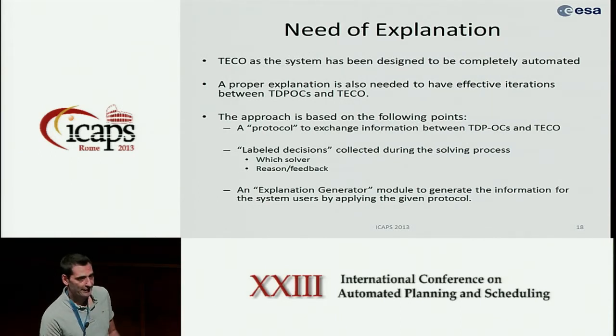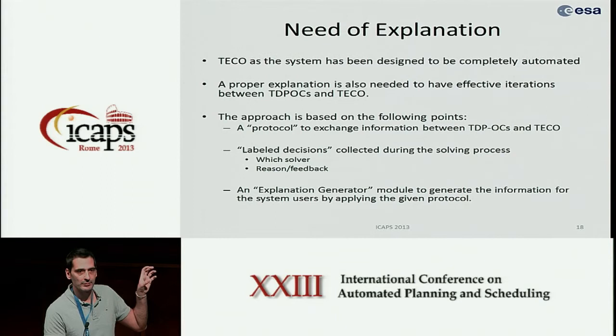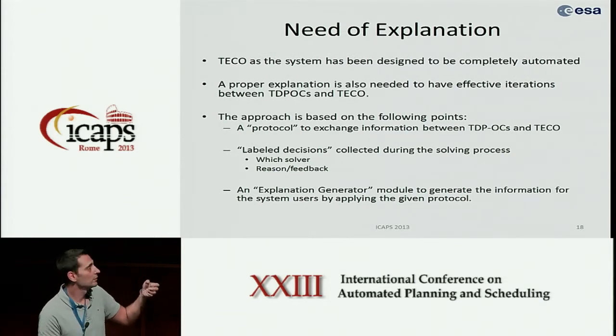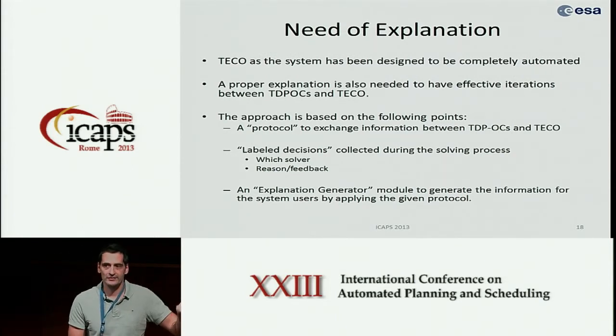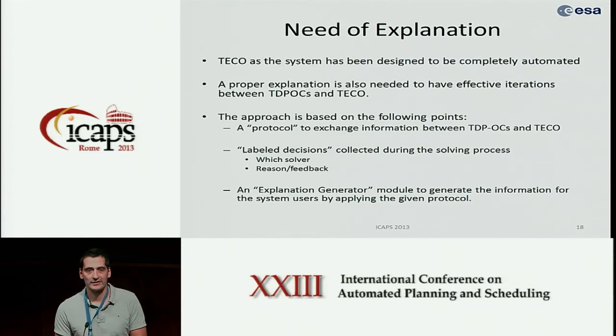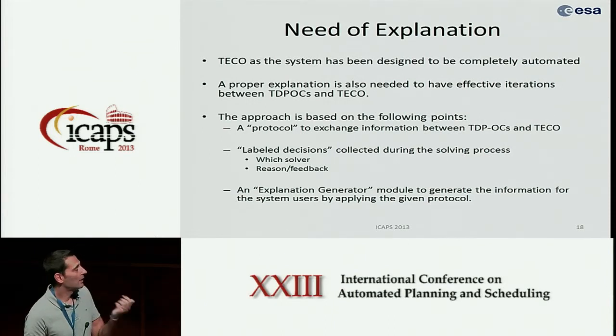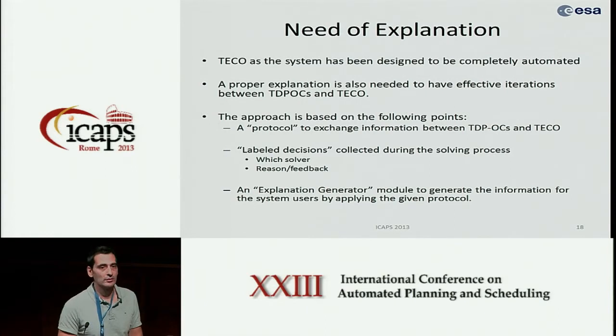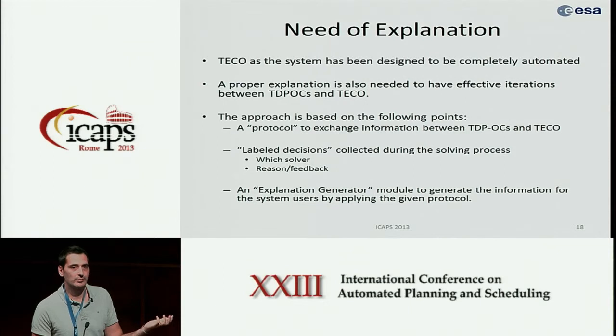So the explanation method, the approach to generate explanations, is based on 3 points. The most important part is to have labeled or informed decisions. So during the solving process we put not only the decision in the knowledge representation module, but also information on which solver added this information, and for which reason, or which feedback they can provide. So the more information, the better. And then we have 2 other aspects.